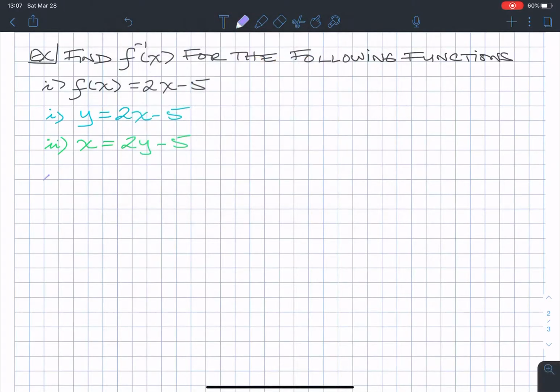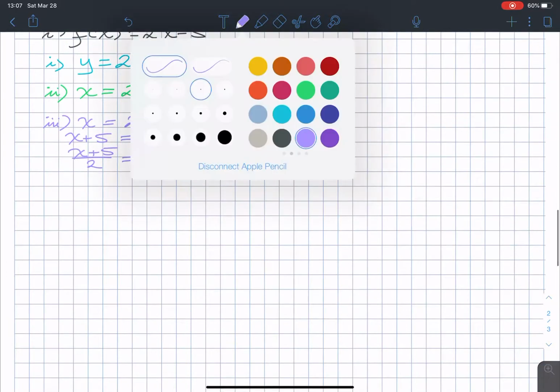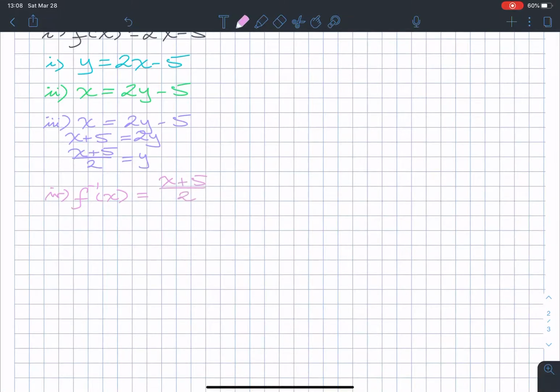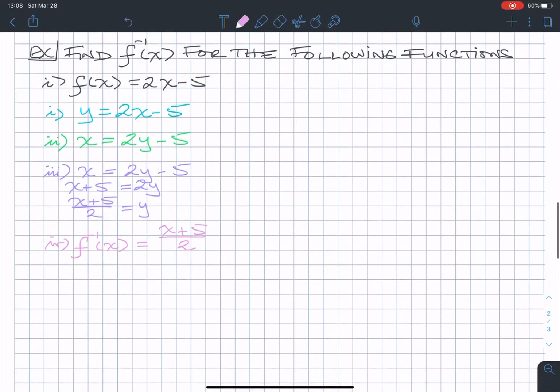Step 3 is to solve for y. So we have x is equal to 2y minus 5. I can add 5 to both sides, so x plus 5 is equal to 2y, and then I can divide by 2. So x plus 5 all over 2 is equal to y. And the final step is to rewrite that y as f inverse of x. So I claim that f inverse of x is x plus 5, all divided by 2. Okay, so let's do another one, shall we?